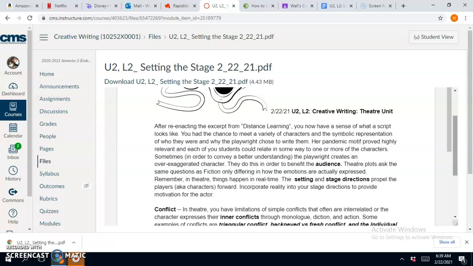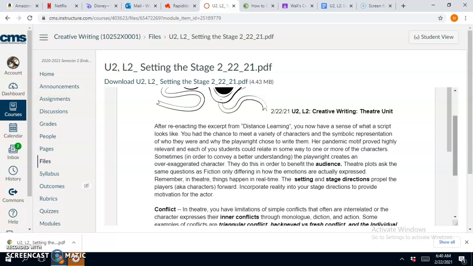Sometimes, in order to convey a better understanding, the playwright creates an over exaggerated character. We can agree, hopefully, that all 13 of the characters were over exaggerated. You had characters whose name was Rules and Re-enter and Mirror and Screen. So it was an exaggeration that the writer was trying to convey. They do this in order to benefit the audience.